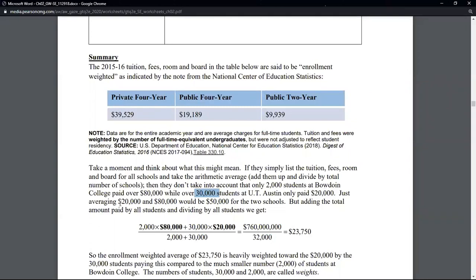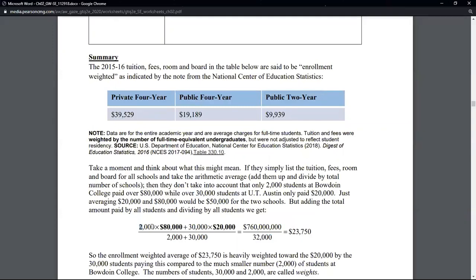So if you just average the $20,000, the $80,000 from those two schools, excuse me, you get 50,000. 20 plus 80 is 100. 100 divided by 2 is 50. So 50,000 would be the average. But that's not representing the fact that there were way more students paying 20 grand than there were paying 80 grand. So it's a lot better to take that into consideration and weigh it. So that's what this does.